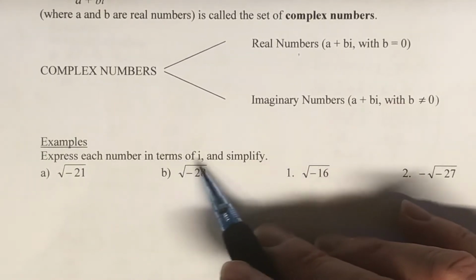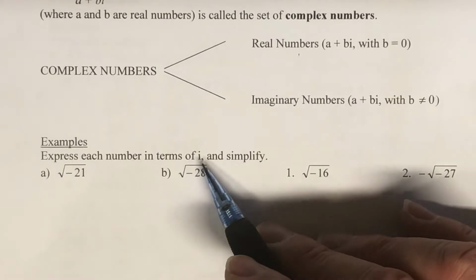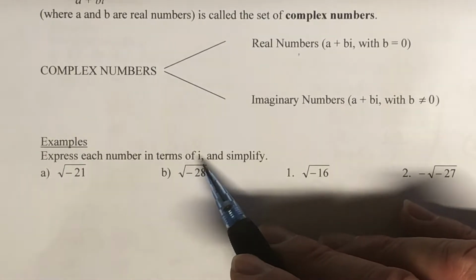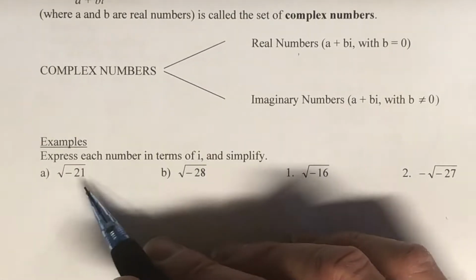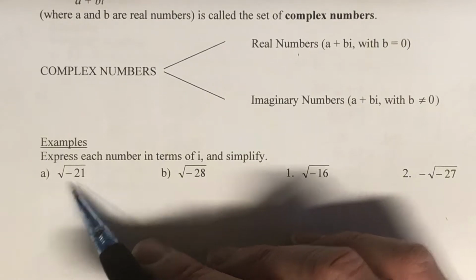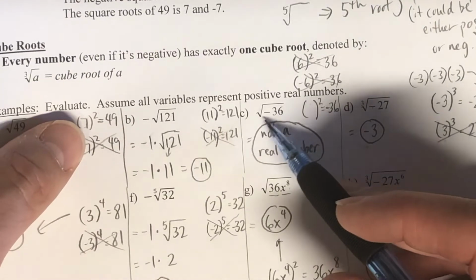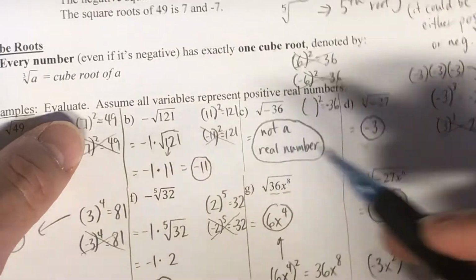But usually it needs to say that phrase right there, expressing each number in terms of i, and if it doesn't, then you can usually just think of these radicals as not a real number when they have a square root of a negative number underneath.